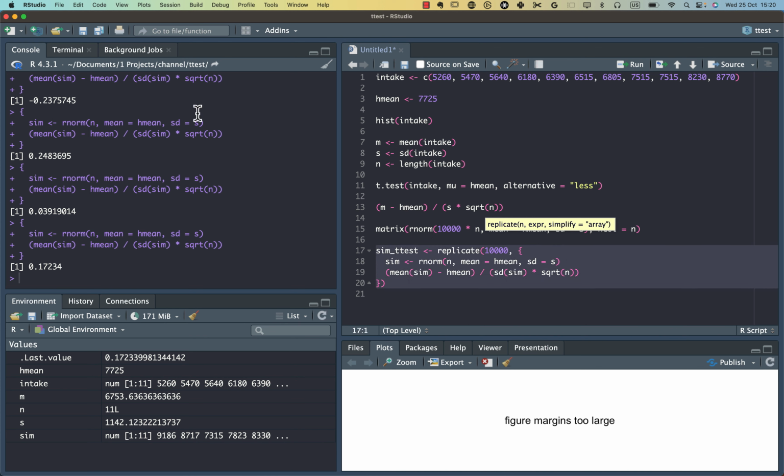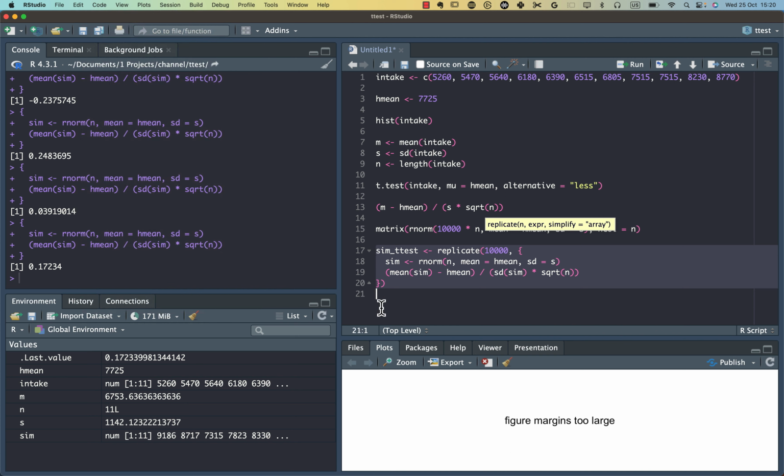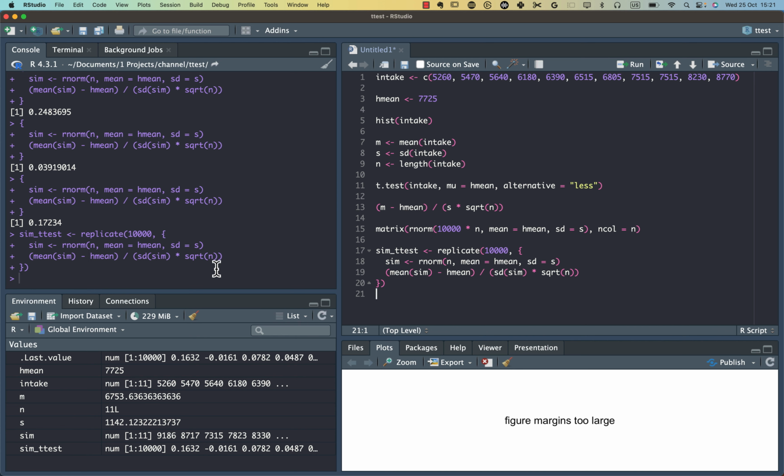Let me see if I can reformat this a little bit. No, it doesn't want to. Okay, fine. So what this is doing is that it will take this expression here and it will re-evaluate it 10,000 times. And this is really only possible because of R's non-standard evaluation feature. So if you do this, it finishes almost instantaneously. You can see the value here. This is a vector of 10,000 values.